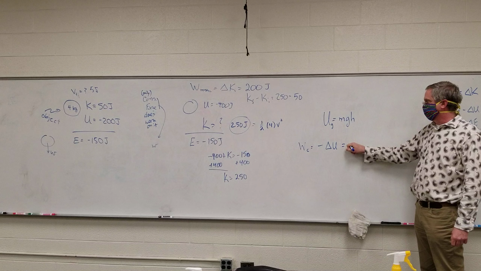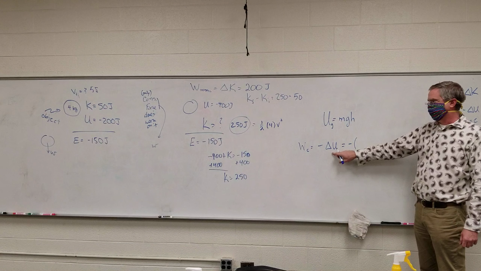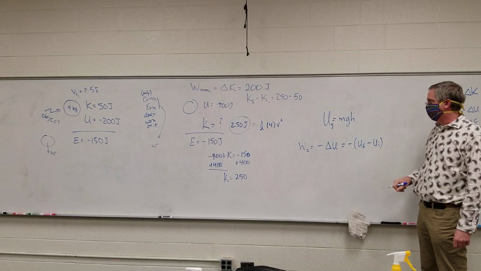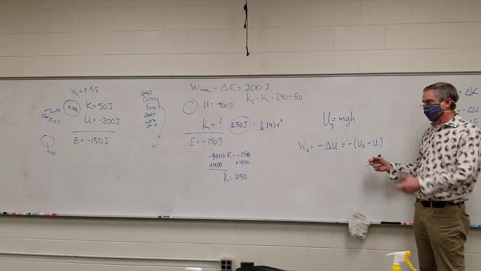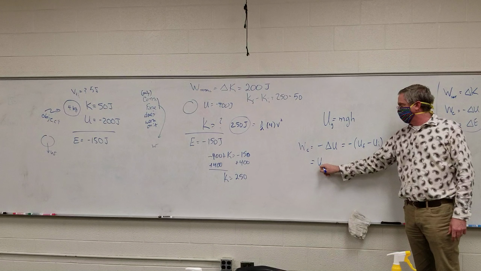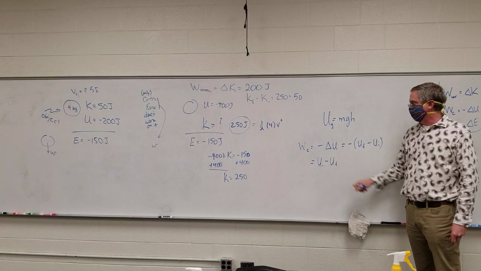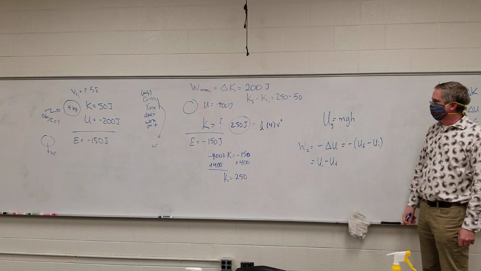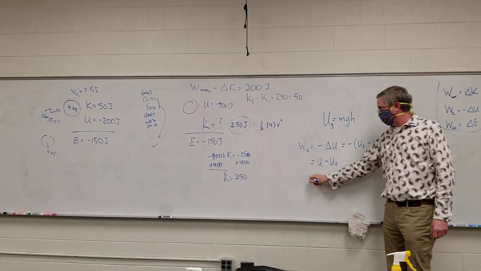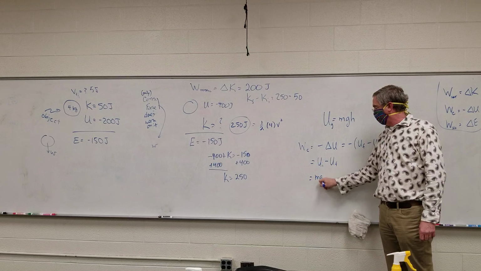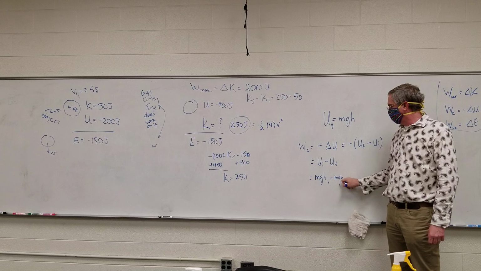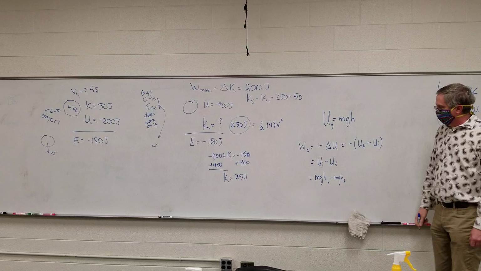So change is always final minus initial. And they got a negative in front, so that's just gonna flip it. So that's equal to U initial minus U final. I got mgh here, it's my formula for U, so I'm just gonna stick that in. So I got mgh initial minus mgh final.